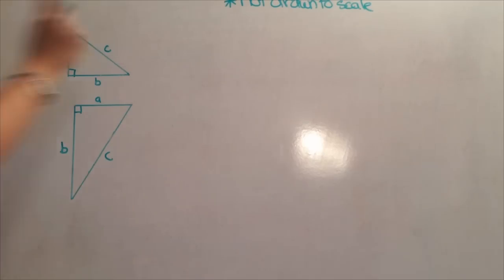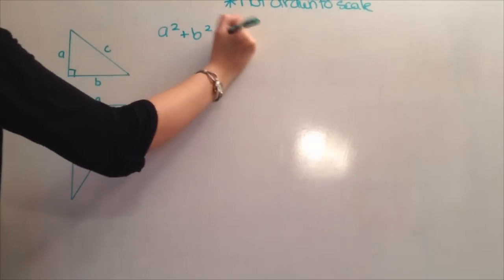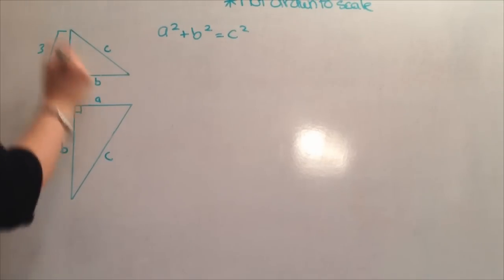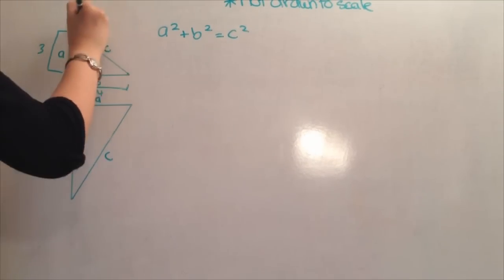But how to use this theorem? You can use it to find the missing lengths of a right triangle. Let's use a Pythagorean triple for this example. To use the Pythagorean theorem, which is a squared plus b squared equals c squared, let's assign these variables some values. A will be 3, b will be 4, and c will be x.